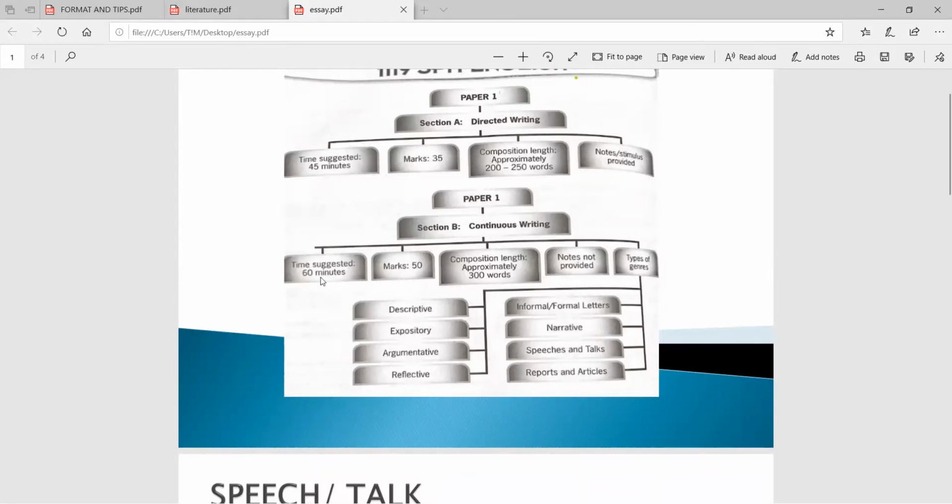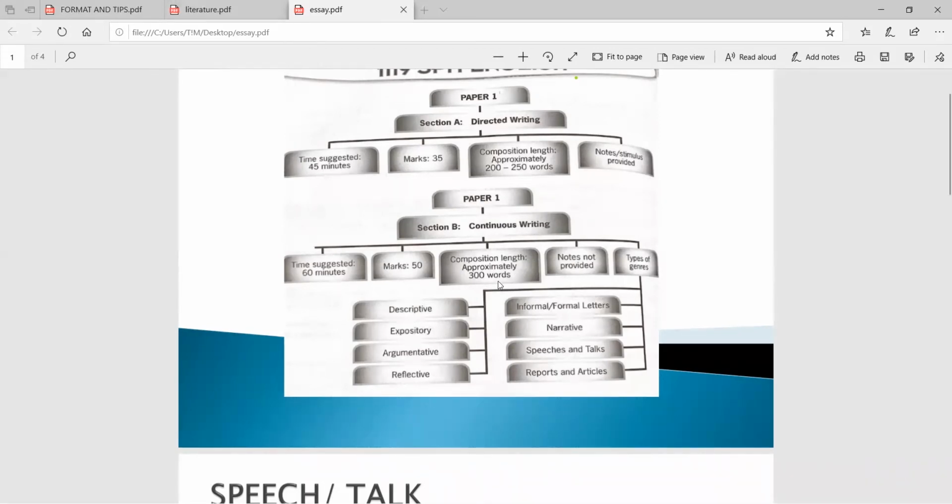The time suggested here is approximately 60 minutes. The marks given is 50 marks. 50 marks ni tak ada format. There's no format, there's no point. The 50 marks is only for the language because for this question, they only give you a title. Bila kamu hanya pilih tajuk sahaja, tak ada points atau format diberikan, so markah hanya untuk language.